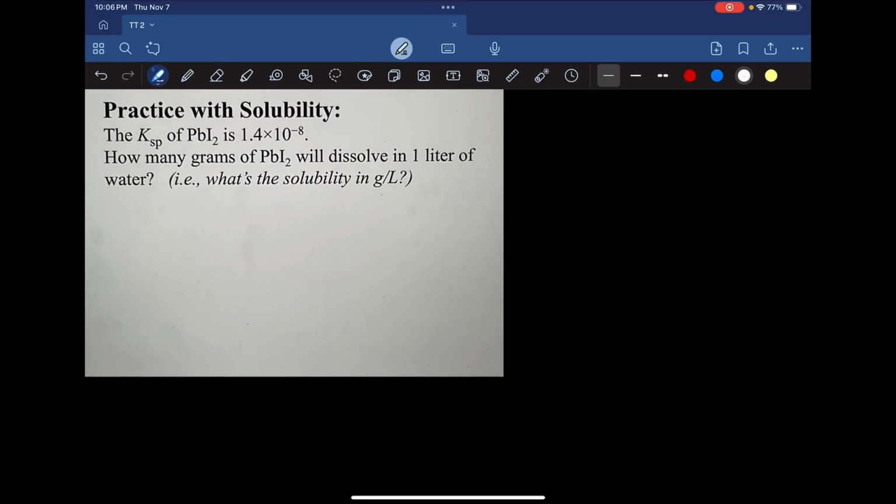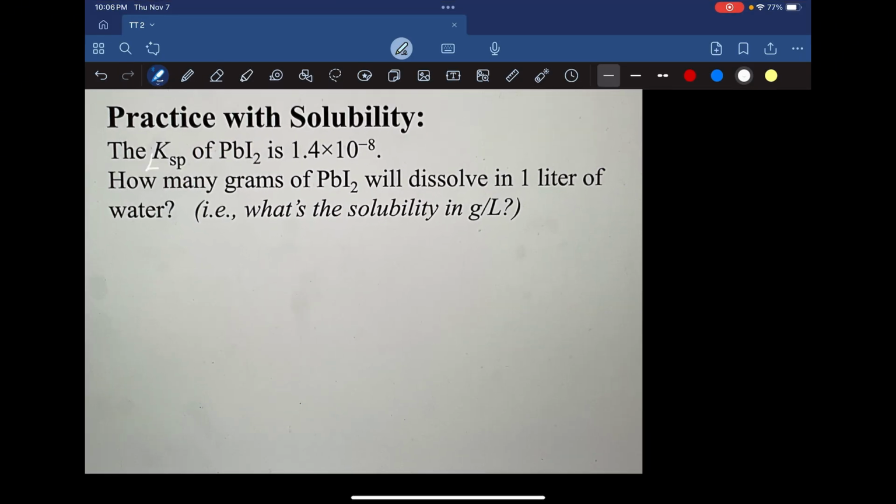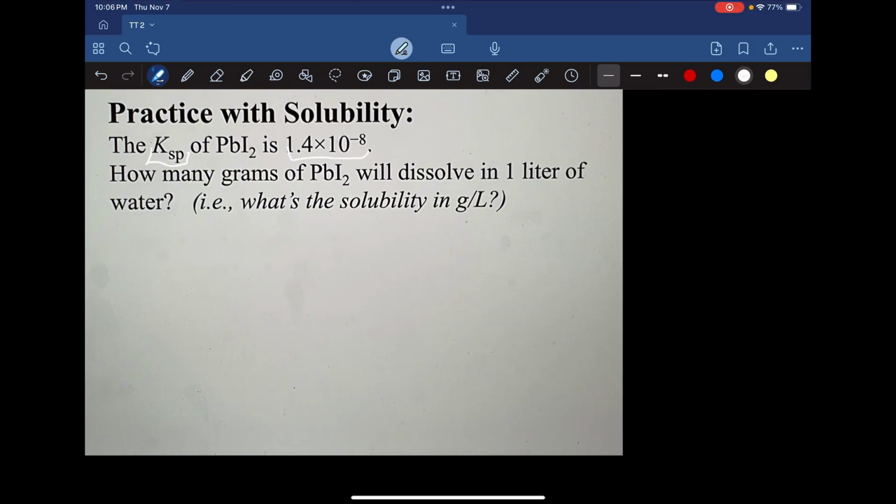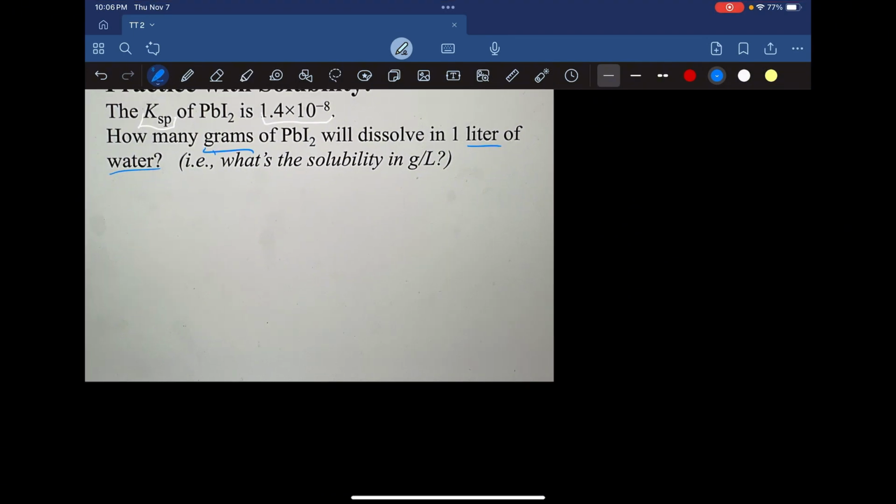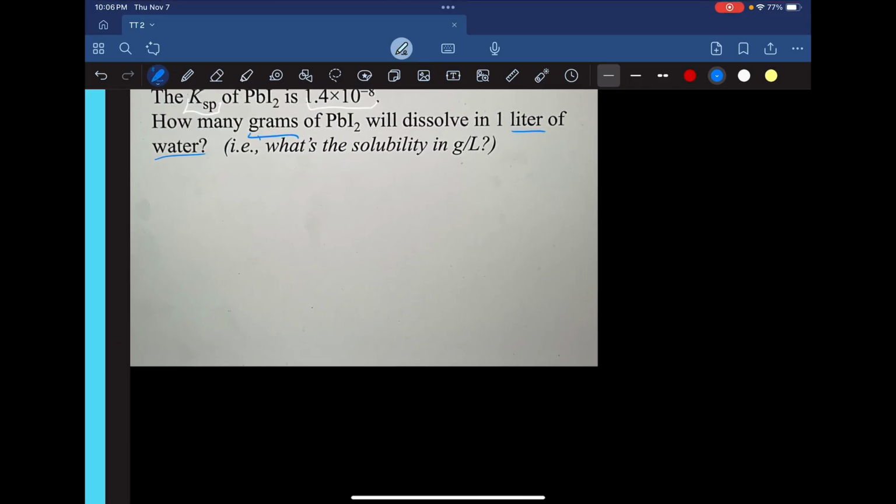Okay, so it says the Ksp, which we know means equilibrium when we see Ksp or K, of PbI2 is 1.4 times 10 to the negative 8. Okay, so we have the Ksp. How many grams? You've got to remember grams, not moles, grams will dissolve in a 1 liter solution of water. Okay, so let's start off by writing the equation.